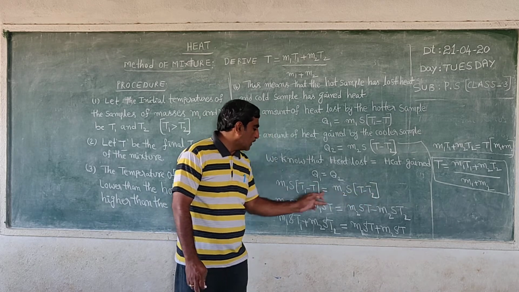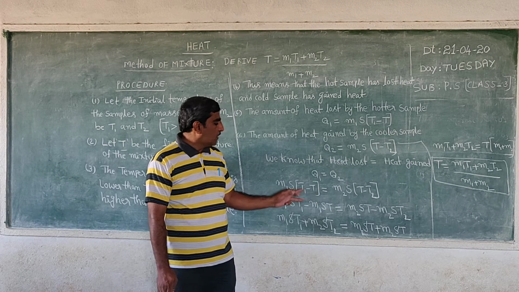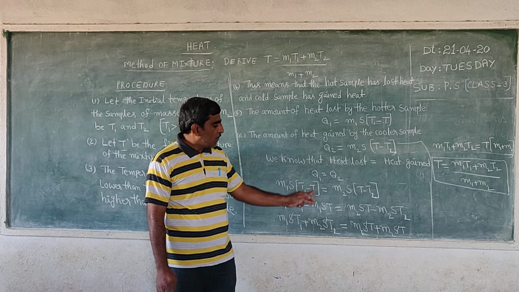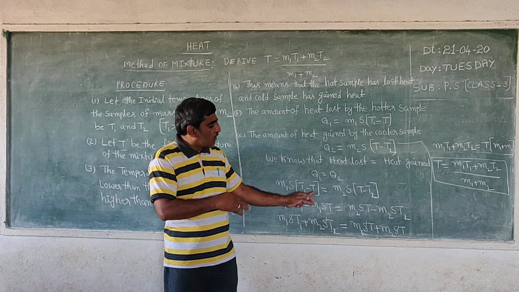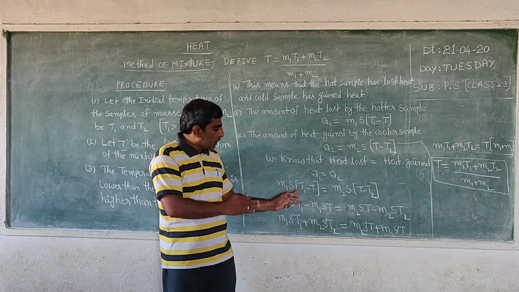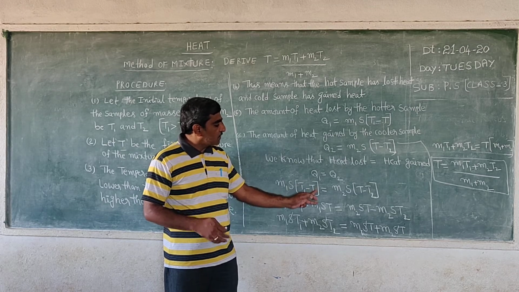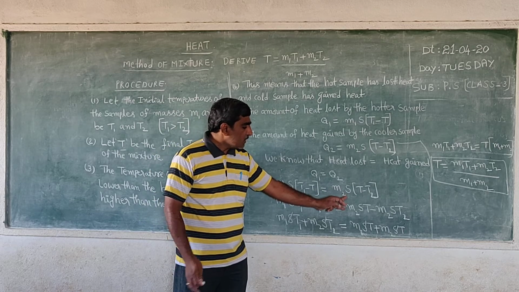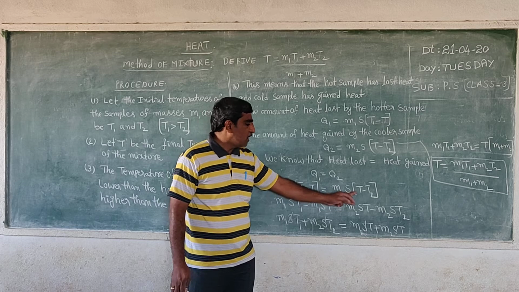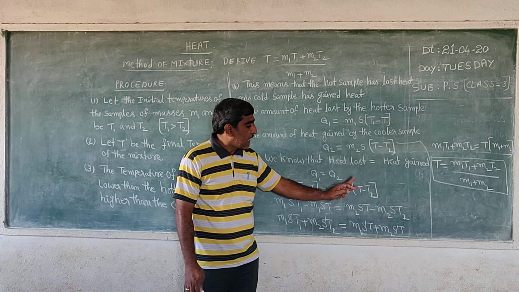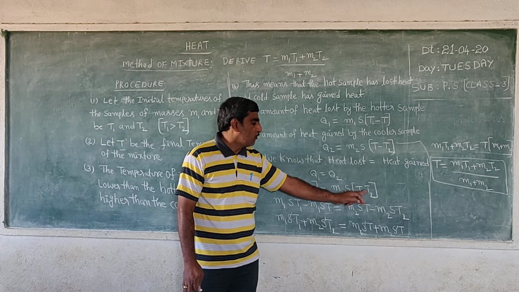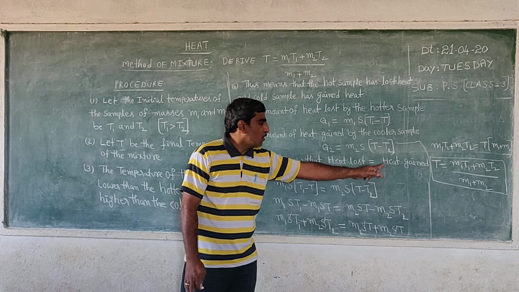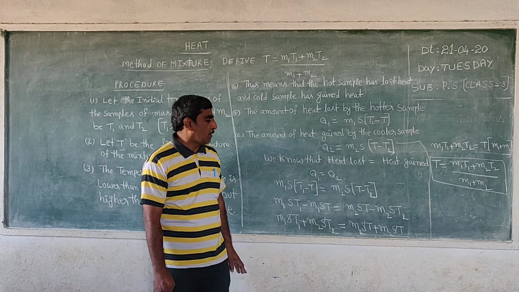We write T1 minus T here because the temperature of the hotter sample is higher than the final temperature of the mixture, so we subtract the final temperature of the mixture from the hotter sample's temperature. Here M2 S is the heat gained by the colder sample. The final temperature of the mixture is higher than the colder sample's temperature, so we subtract the colder sample's temperature from the final temperature of the mixture.